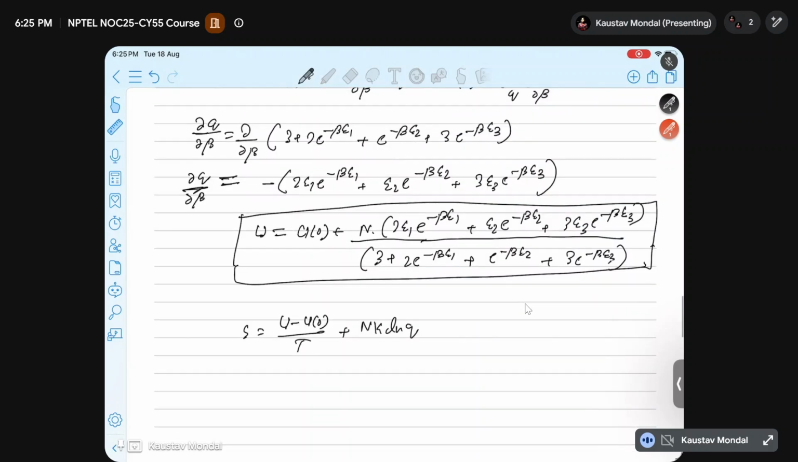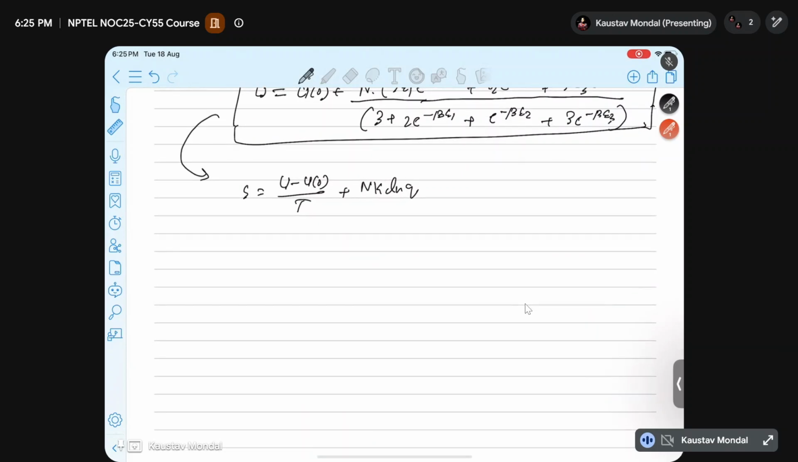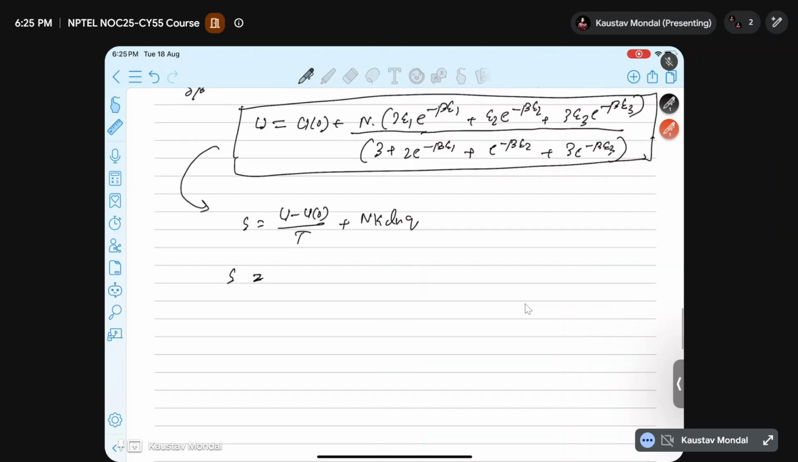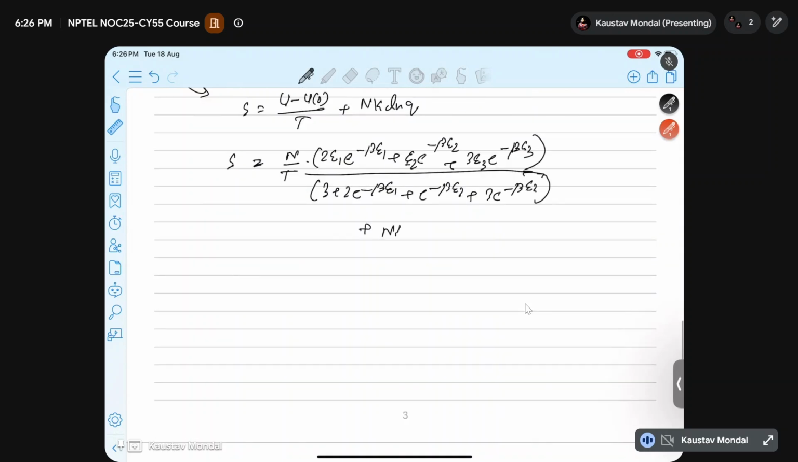So U minus U0, from here you can get U minus U0. It is equal to n by 2 into [U epsilon 1 e to the power beta epsilon 1 plus epsilon 2 e to the power beta epsilon 2 plus epsilon 3 e to the power beta epsilon 3] divided by Q, that is [3 plus e to the power beta E1 plus e to the power beta E3 plus e to the power beta E3], plus Nk into ln Q.